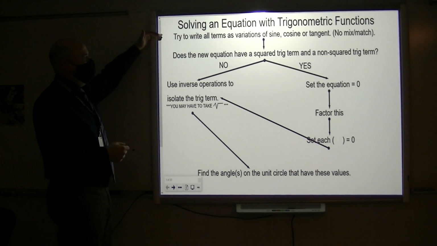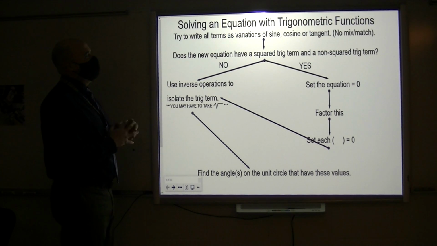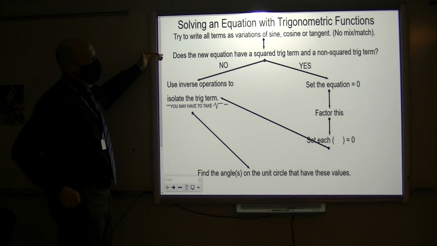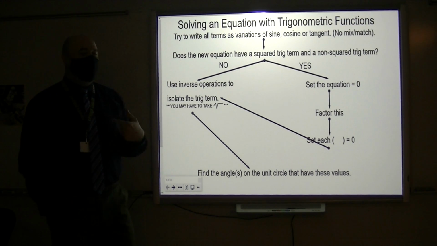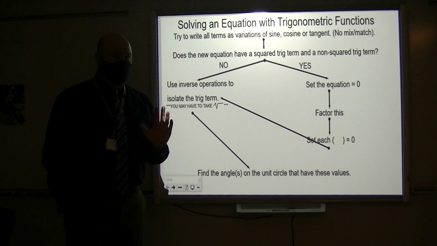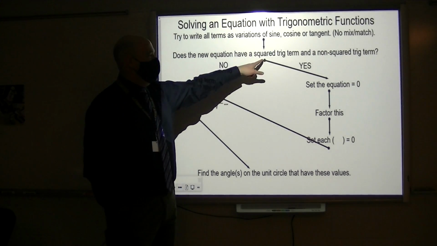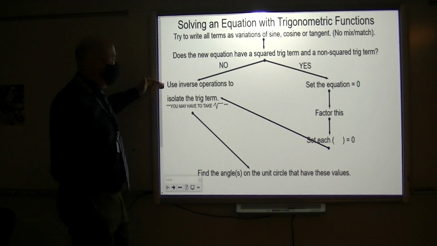So there are some steps that go into this. Now we're going to take it real slow, real easy right off the bat. But just make sure this is true. Then ask yourself this question. Does the equation have a squared term and a non-squared trig term? And again, in the early going here, the answer is always going to be no. So then we would slide over here. So what do you do then?